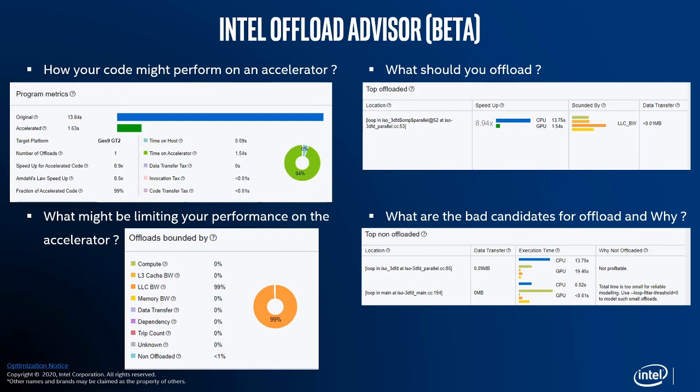It will also tell you which regions of your code would be good candidates for offloading, and also the particular speedup for that region. In addition to that, it shows you what is limiting the performance on the accelerator. So in this case here, it is the cache bandwidth that is actually limiting the offload performance. Also, it will tell you what other code regions were not good candidates for offloading and for what particular reason they were not good candidates. Here, for example, it's not profitable because it's running for such a short time that the offload overhead would be much higher than the gain you would get.